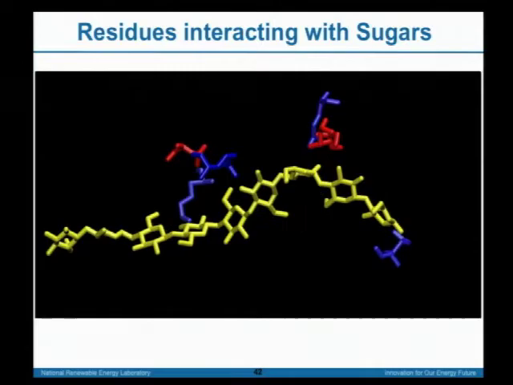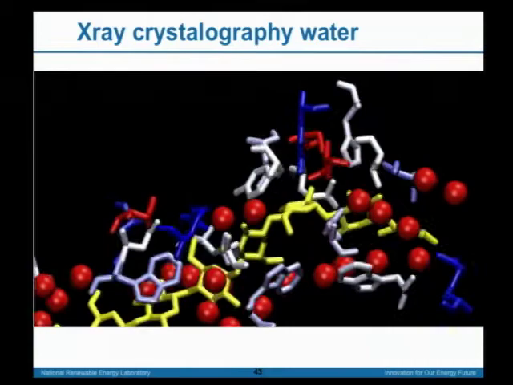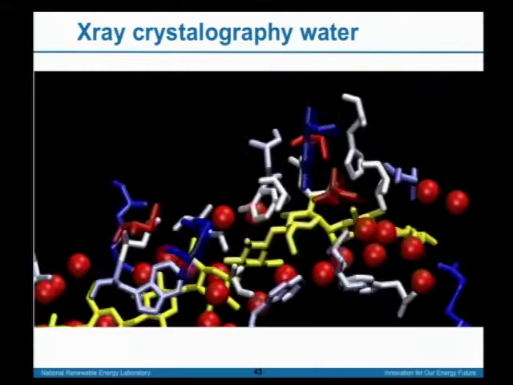We wanted to take a look a little bit at what's going on with the water. These were the crystal waters as they came out of the crystal structure of this enzyme with the substrate in place. And our next question, of course, is probably there's more water there than what the crystal structure is going to show us first. Second, which ones of these are going to stay there? Are they there for a while?